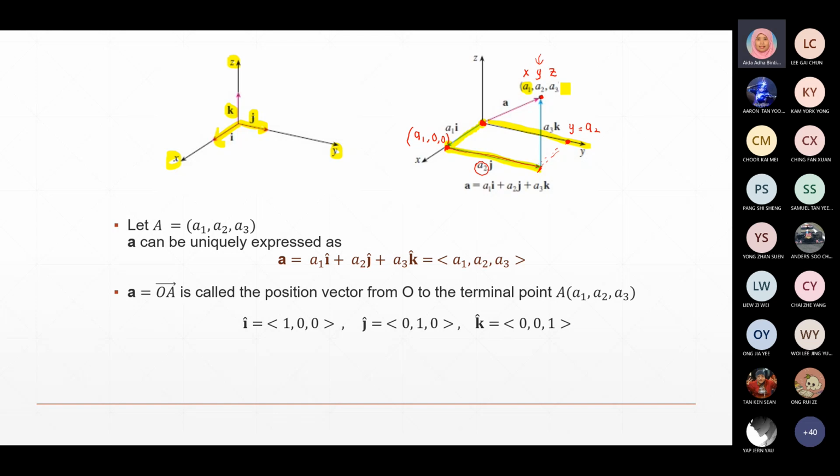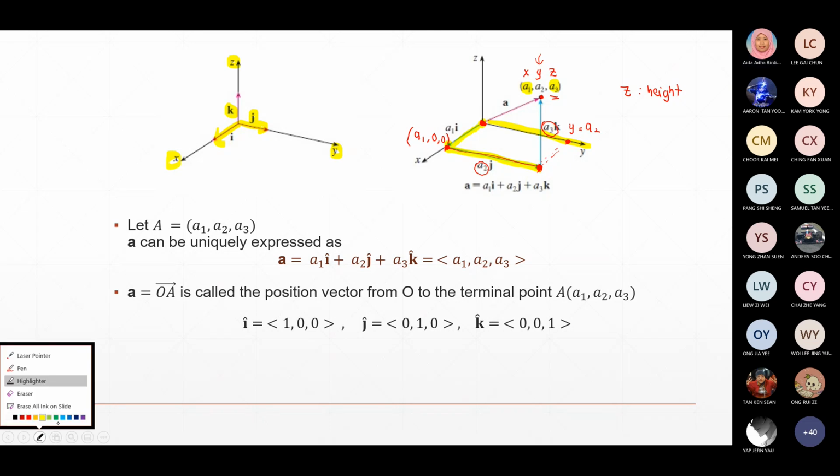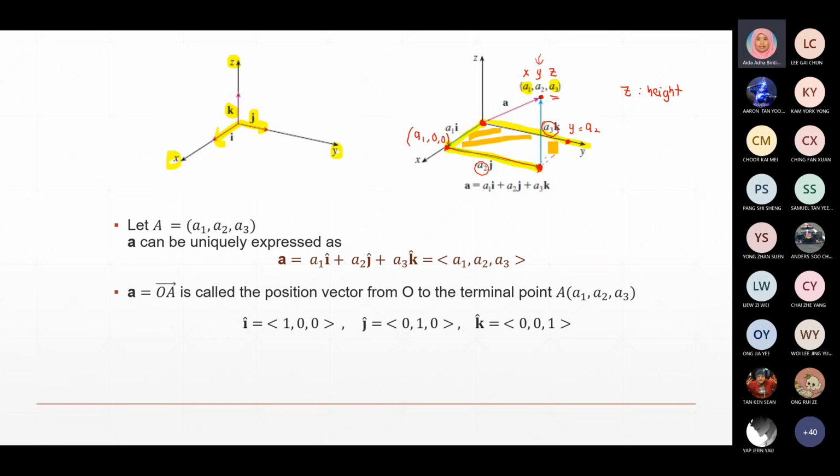How about the z? The z here refers to the height, right? Usually, when we represent in three dimensions, z refers to the height. So this is your A3 here. Imagine this is the floor, the x and y plane on the floor. So the height from here to here is A3.